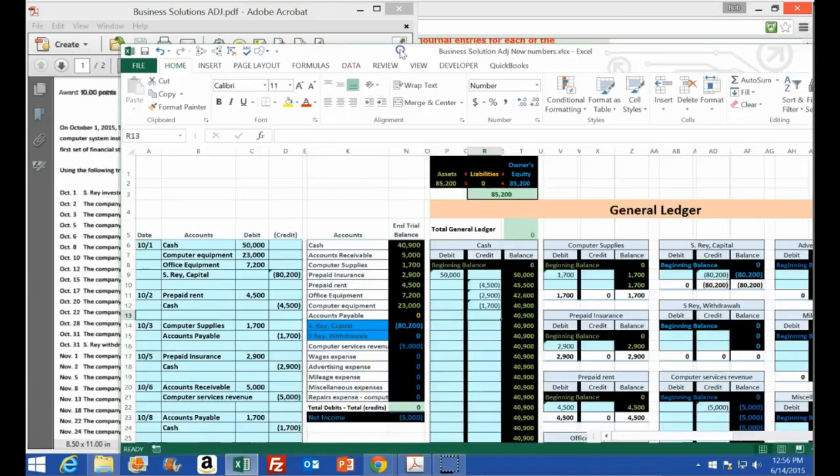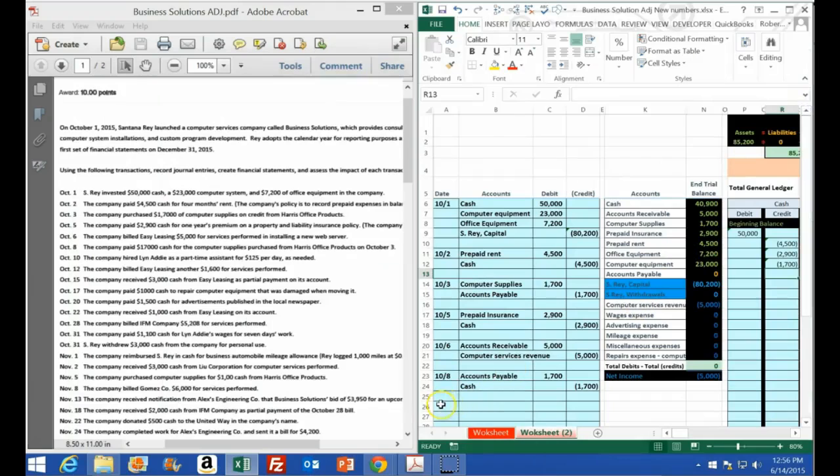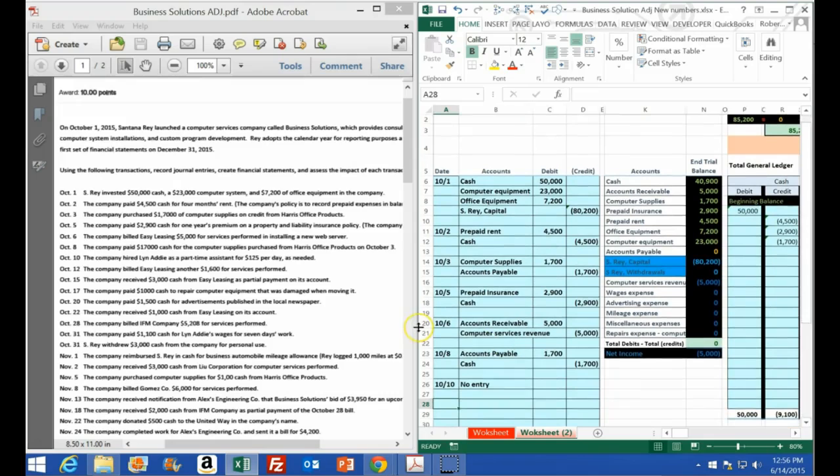Okay, so then I'm going to take this. I'm going to pull it back over here once again. We are now on 10. Okay, so the company hired Lynn Addy as a part-time assistant for $125 per day. Now this is a little bit tricky because when we hire someone, there's no transaction, so there's no entry here. But of course, when we pay them, there will be a transaction. So there's no entry on that activity.